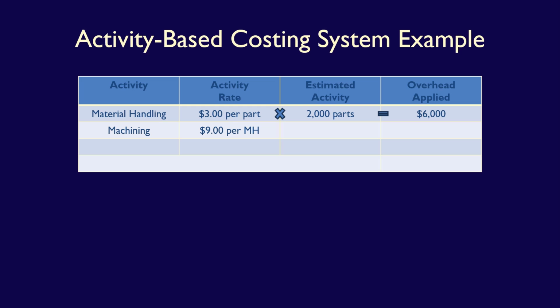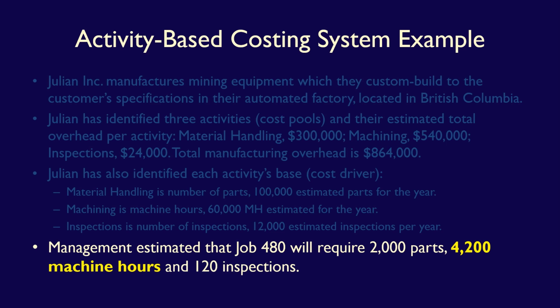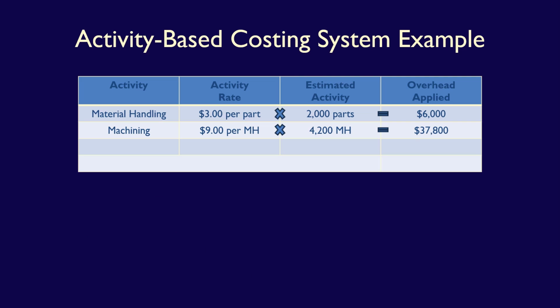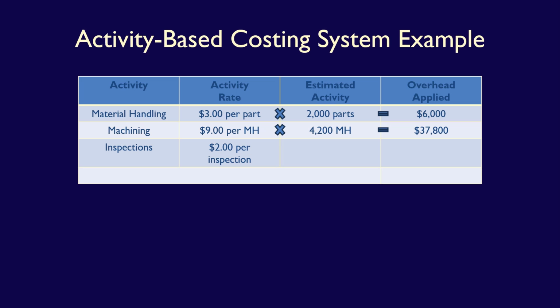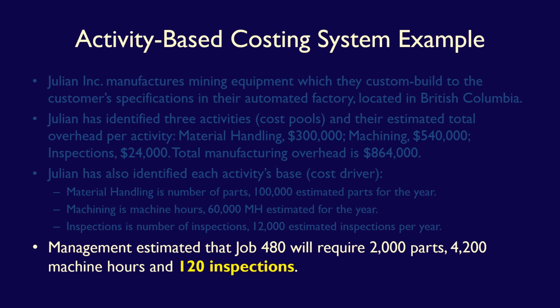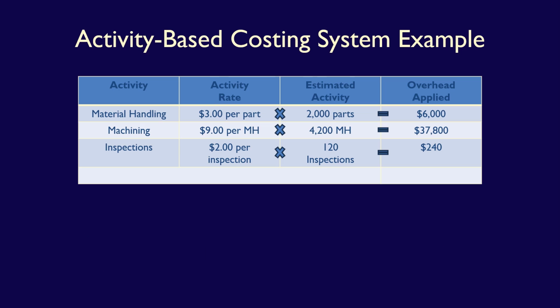Machining has an application rate of $9 per machine hour and requires 4,200 machine hours. So $9 per machine hour multiplied by 4,200 machine hours is equal to $37,800 of applied overhead for job 480. Finally, inspections has an activity rate of $2 per inspection and requires 120 inspections. So $2 per inspection multiplied by 120 inspections is equal to $240 of applied overhead for job 480.